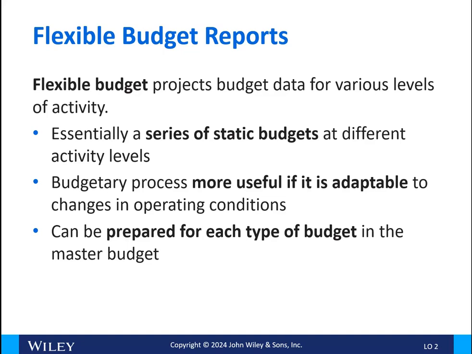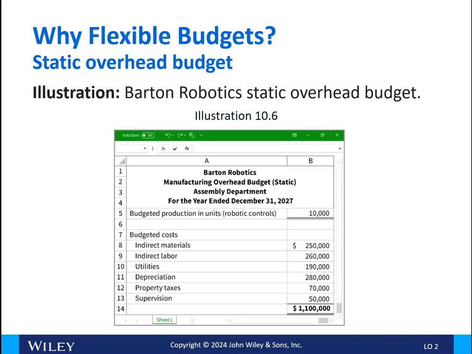The budgetary process is more useful if it is adaptable to changes in operating conditions and can be prepared for each type of budget in the master budget. So what we're going to be doing is changing our activity levels and basically doing budgets for those different activity levels. Now we'll see in some examples we don't have to do it up front. We're going to show how that might happen up front, but you can always go back to when you have your actuals, what would my budget look like if I had budgeted that actual activity? And then you can compare that, and that'll give you some useful information.